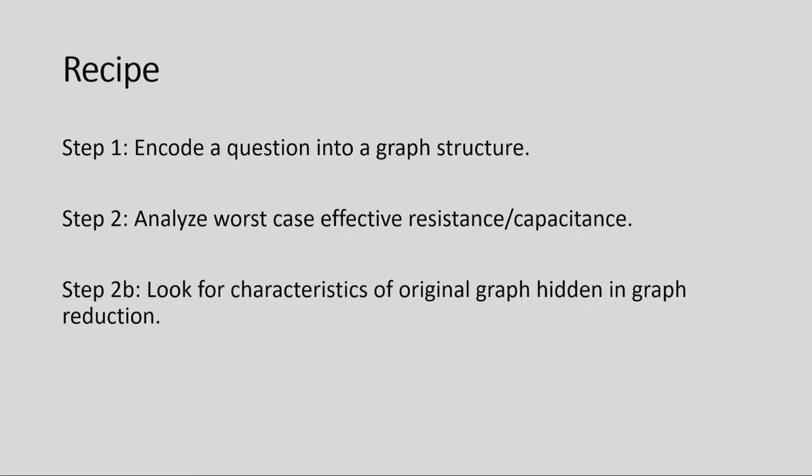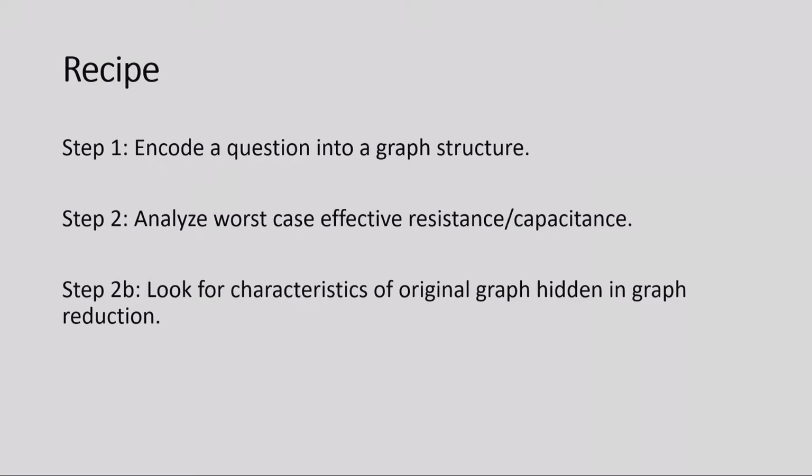So the recipe that we use for our results is to first encode a question into a graph structure that we can answer by determining whether two particular vertices are connected. Then we need to analyze the worst case effective resistance and capacitance of this graph reduction that we create to tell whether we can efficiently determine whether two vertices are connected on this graph.